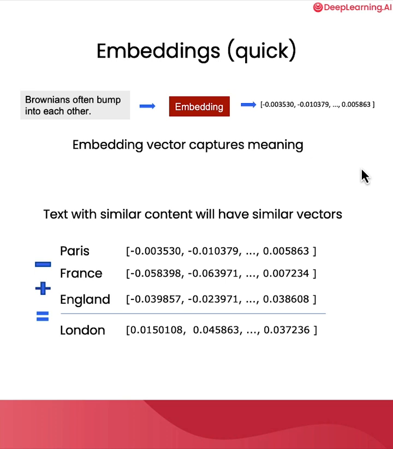And what's special about embeddings is because they can capture the semantic meaning, text with similar content will have similar vectors. And one of the kind of magical things about embeddings is you can almost do vector arithmetic with it. So Paris minus France plus England equals the London embedding, for example.